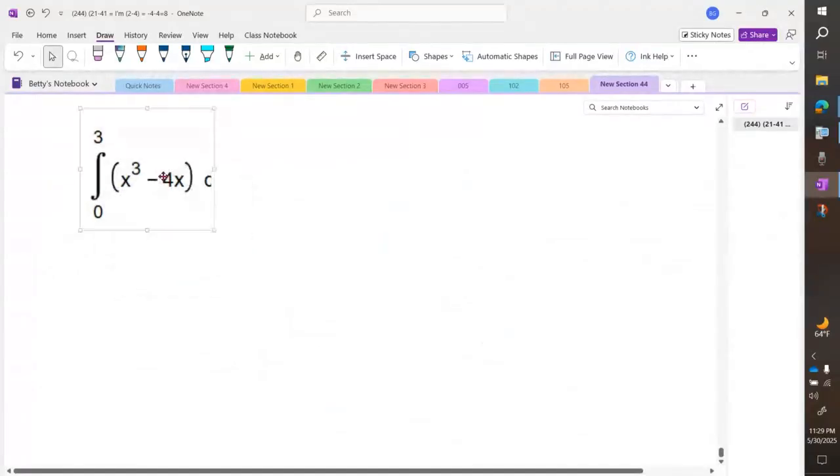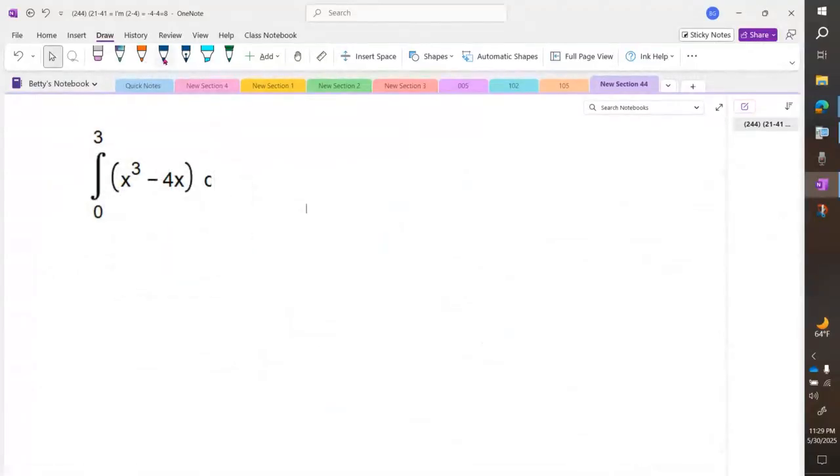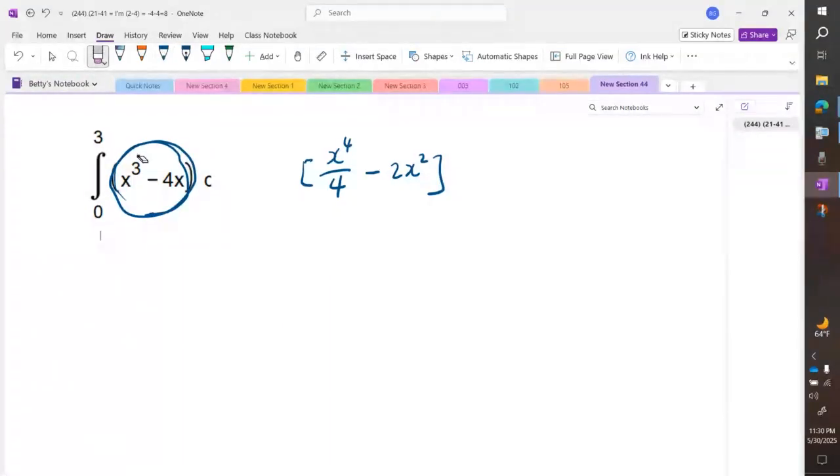Let's evaluate this definite integral. Find the antiderivative first. The antiderivative is x to the fourth over 4 minus 8x squared over 2. Hold on, sorry. It's going to be 2x squared, minus 2x. Okay. So once you have found the antiderivative of the original function, you put it in the bracket.